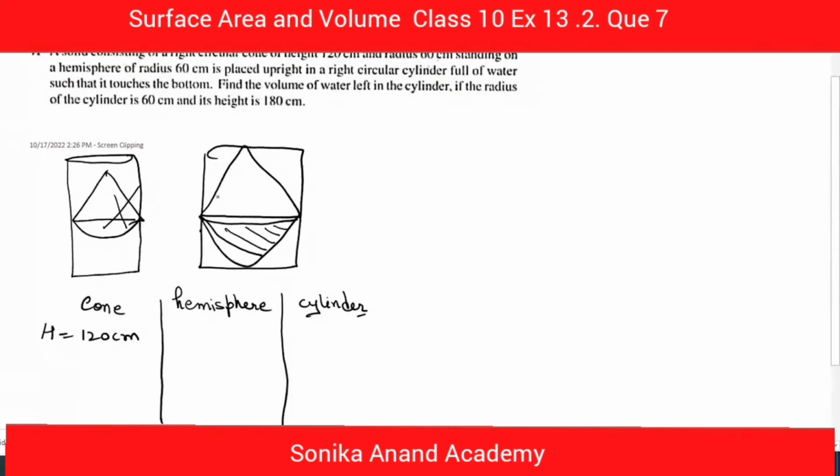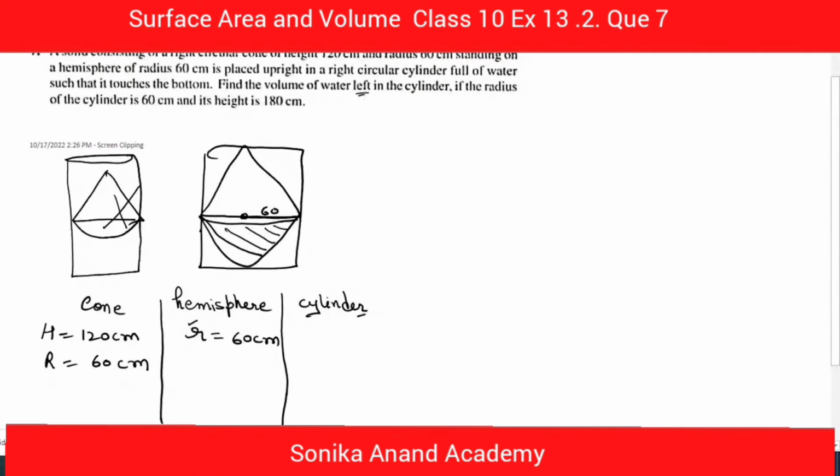And radius is 60 centimeter. Standing on a hemisphere of radius 60 centimeter. That means we can see both the radius are same. It is obvious over here. Clear? Now it is placed in the cylinder which is full of water. The cylinder contains the full of water. Find the volume of water left.